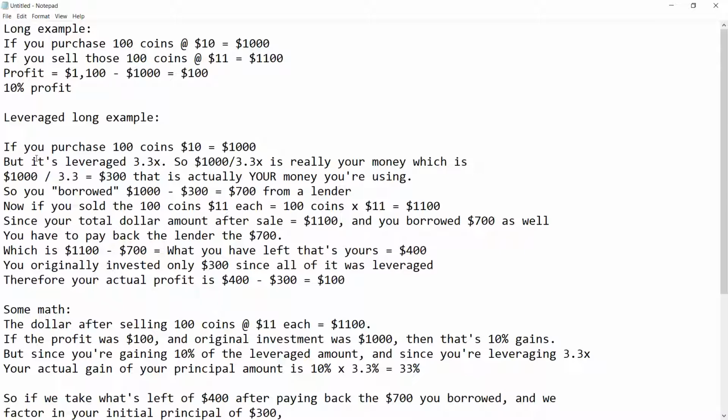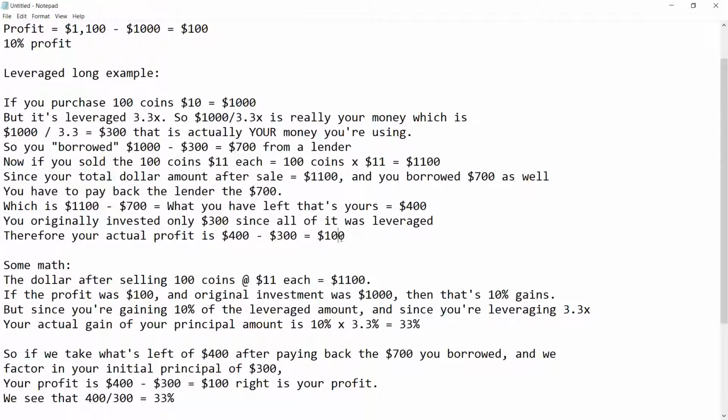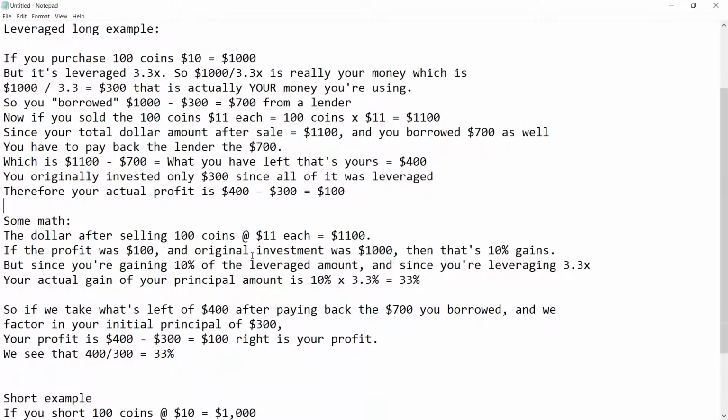But since your total amount after the sale is equal to $1,100 and you borrowed $700 as well, you still have to pay back the lender once again for $700. So what's left is your $1,100 minus your $700. So what's left is $400 that's yours, okay? But you originally invested $300 only, since all of it was leveraged. Therefore, your profit is actually $400 minus $300, which is a $100 profit, which is huge, right?